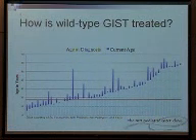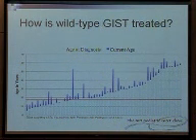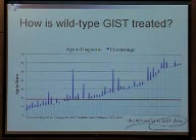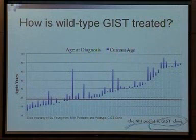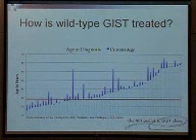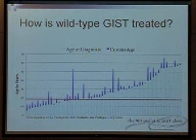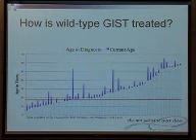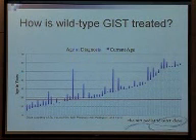So how is wild-type GIST treated? Okay, so now I'm going to go back to using the term wild-type because we don't have specific information about clinical behavior or treatment that's specific to SDH-deficient GIST because we've only recently discovered that that entity exists, or we've recently defined it. And most of what we understand, we've understood from focusing on wild-type or pediatric GIST.